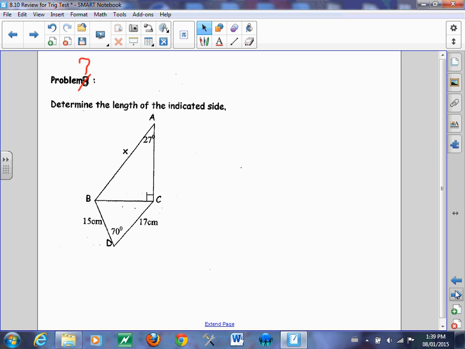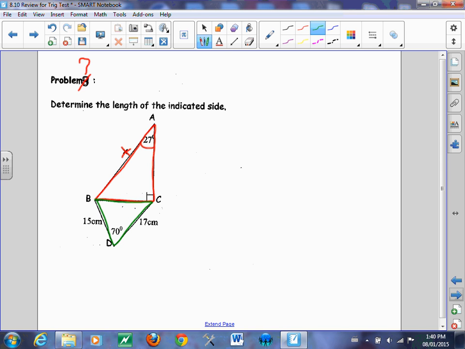Problem 7. Determine the length of the indicated side. So we're trying to find x here. x is in the right triangle, which I will highlight in red. When we look at the triangle, we're only given one piece of information, and that is the 27 degrees. However, we're given a second triangle down here, and the oblique one has more of the information.